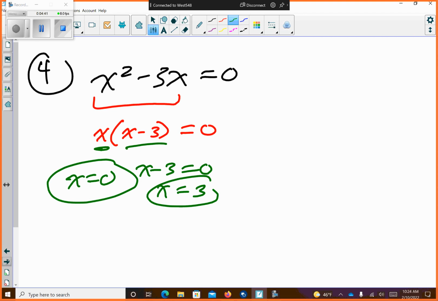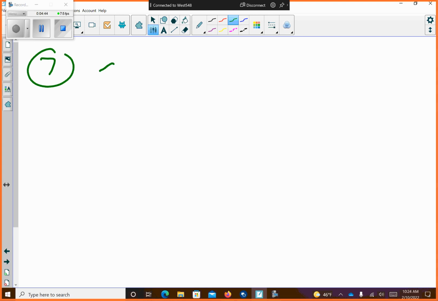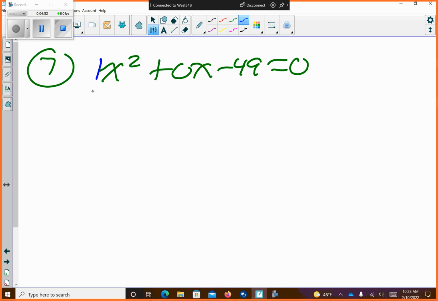Okay? Number 7, we get x squared plus 0x minus 49 is equal to 0. This is one that we could definitely do. Yes, we have that 0x. So negative 49 times 1. In order to get a negative number, I have to have a positive and a negative. What can you guarantee about those two numbers? If one's positive, one's negative, what can you guarantee about those two numbers in order to get that 0? It's the same number. So one has to be positive, one has to be negative.